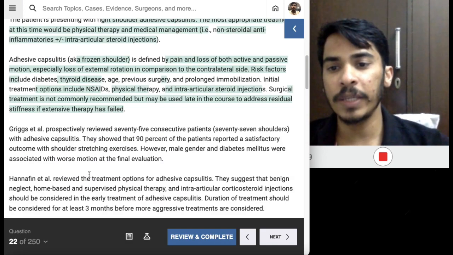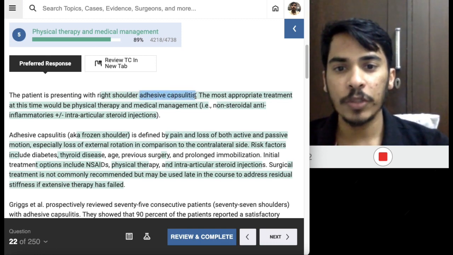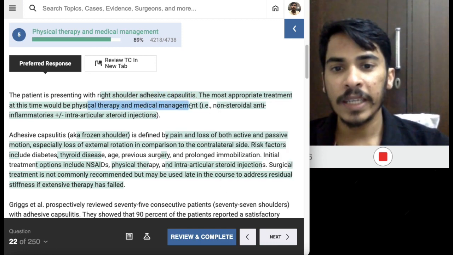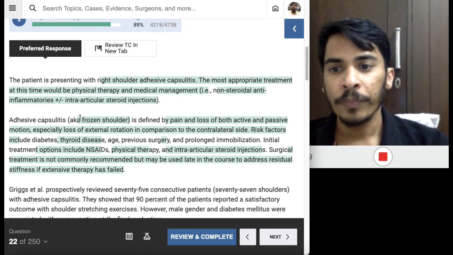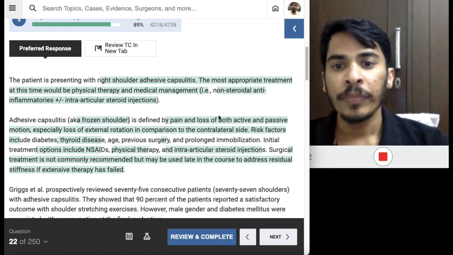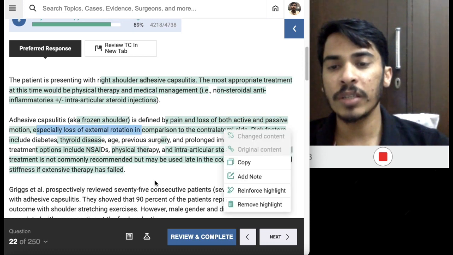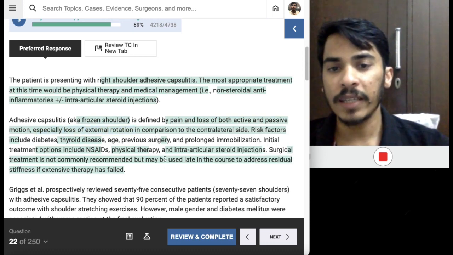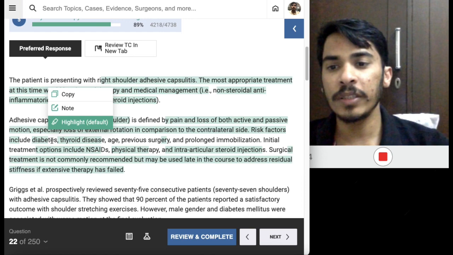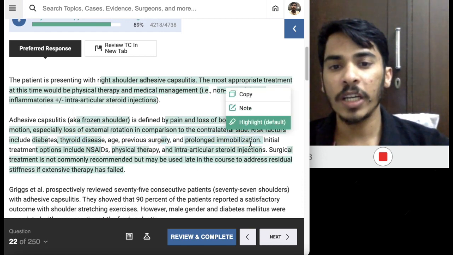The treatment is physical therapy and medical management. For adhesive capsulitis, physical therapy and medical management is the appropriate treatment. It is also known as frozen shoulder. Pain and loss of both active and passive motion, especially loss of external rotation in comparison to the contralateral side. Risk factors, very important: diabetes, thyroid disease, previous surgery, prolonged immobilization.